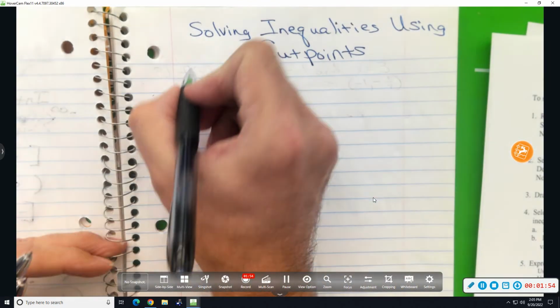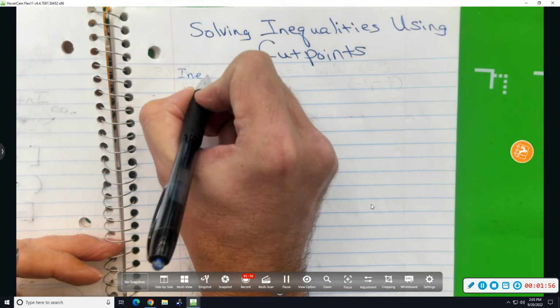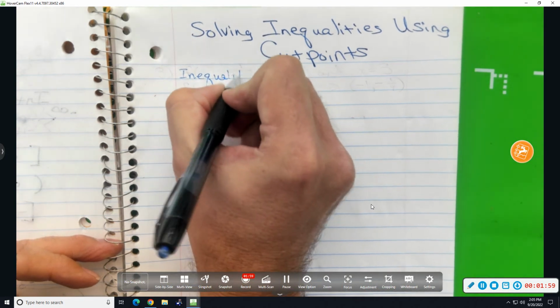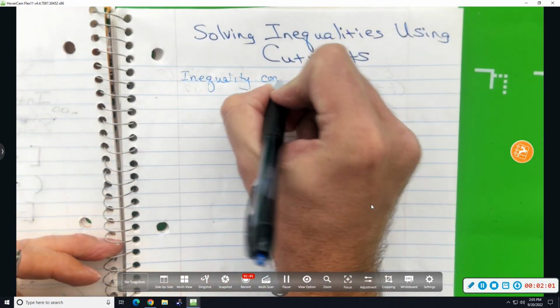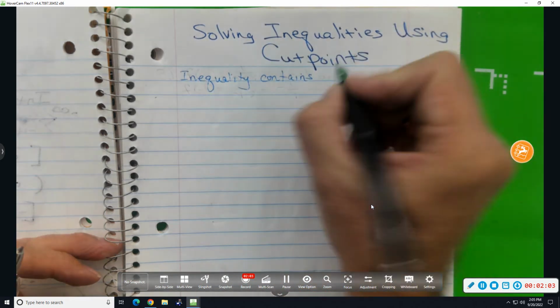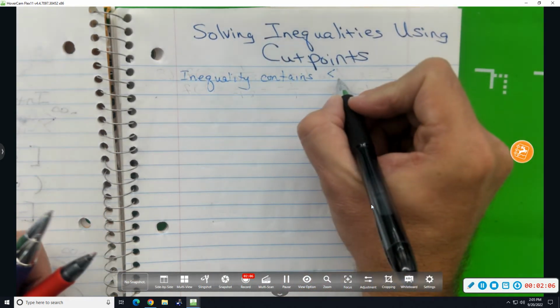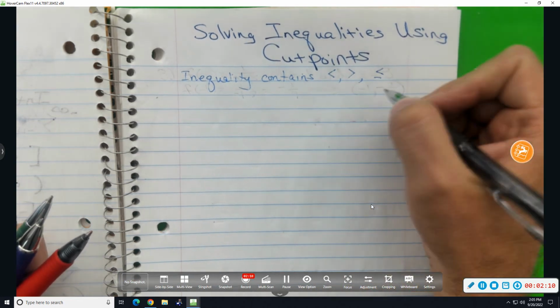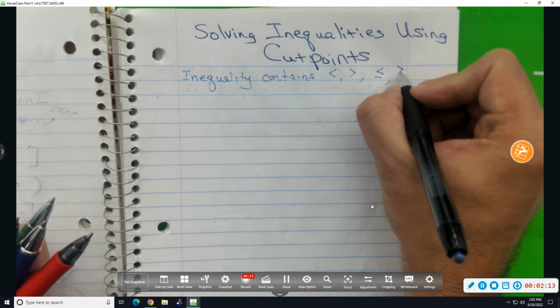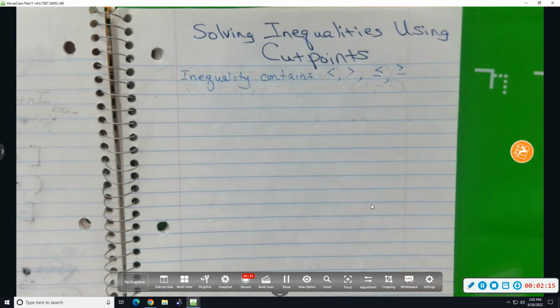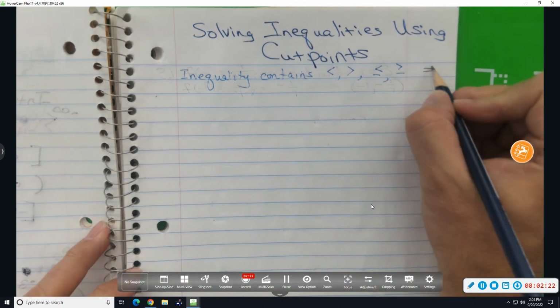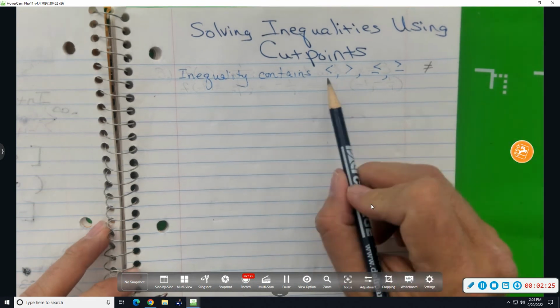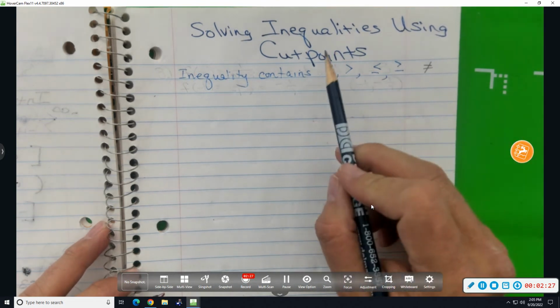Sure. But an inequality contains either a less than symbol, a greater than symbol, it might contain a less than or equal, or a greater than or equal. Theoretically, if you had a statement with a not equal, you could call that an inequality, but that's not what we're going to be solving today. We're going to solve the things that have less thans and greater thans.